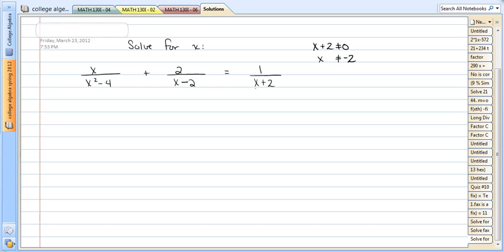If I come up with an answer of x equals negative 2, that last fraction here is going to be 1 divided by 0, and you can't divide by 0. Do the same thing with this middle fraction here. Take x minus 2, solve for x, and the number that x can't be is also the number 2.